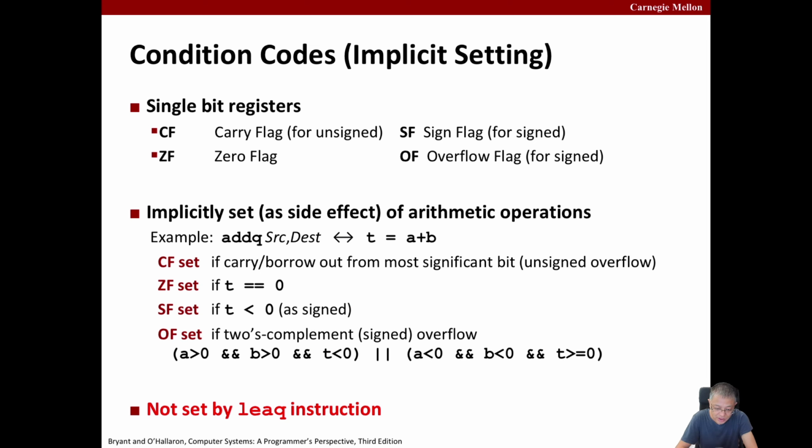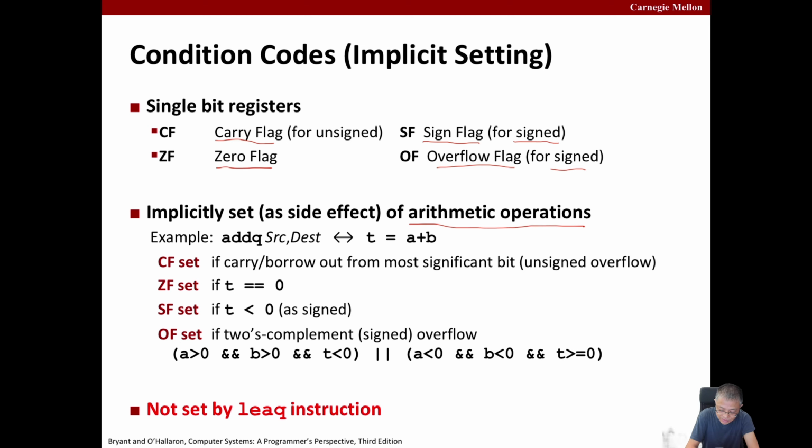CF is called the carry flag. ZF is called the zero flag. SF is called the sign flag. These are used for signed operands. Then there is the overflow flag, OF. This is also used for signed operands. So those are the conditions under which arithmetic operations will set those flags.